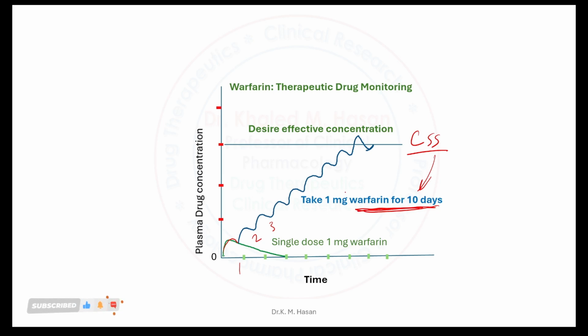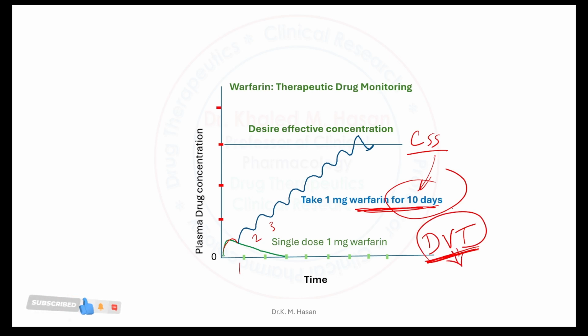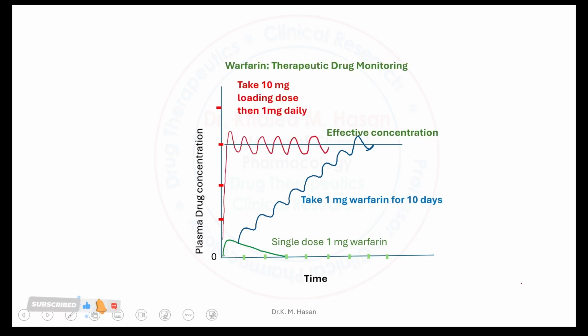However, we cannot wait for 10 days. The patient comes to the clinic suffering from deep vein thrombosis or pulmonary embolism, and you place the patient on warfarin. We are not going to tell the patient this medication will start working after 10 days, because the patient may die from pulmonary embolism. For this reason, we need to do something called a loading dose. When we talk about the loading dose, you can see it here.